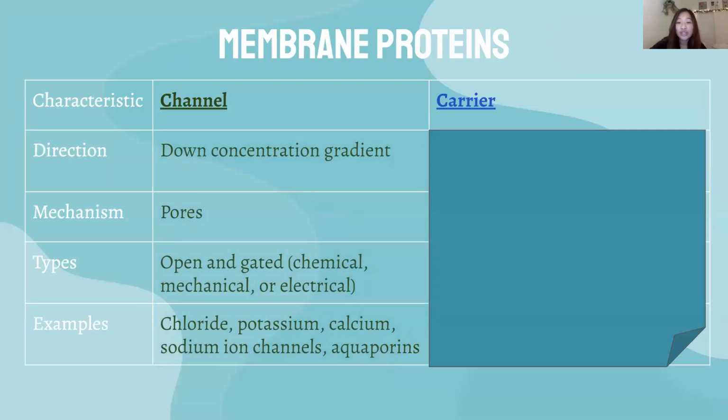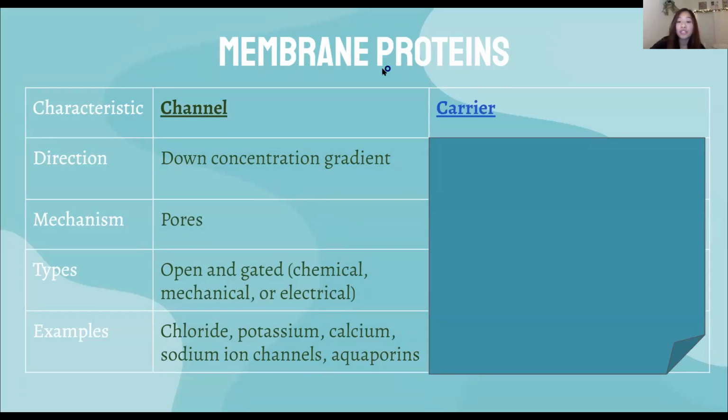So there are 2 general membrane proteins, channel and carrier. To start off, channel proteins have the ability to form hydrophilic pores in the cell's membrane. They can transport molecules down the concentration gradient, and they can be open or gated. If they are gated channels, they can open and close in response to either chemical, mechanical, or electrical signals. Examples of channels include ion channels like sodium or potassium, and aquaporins.